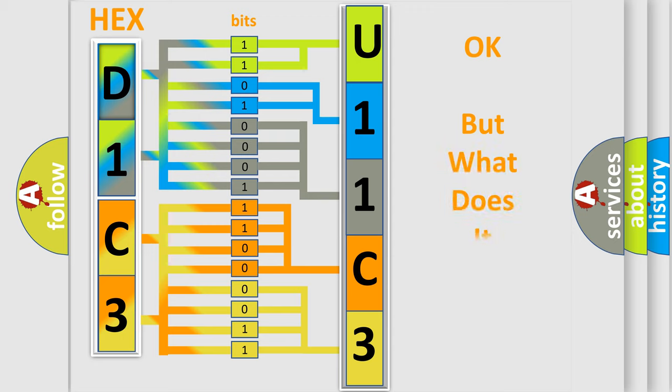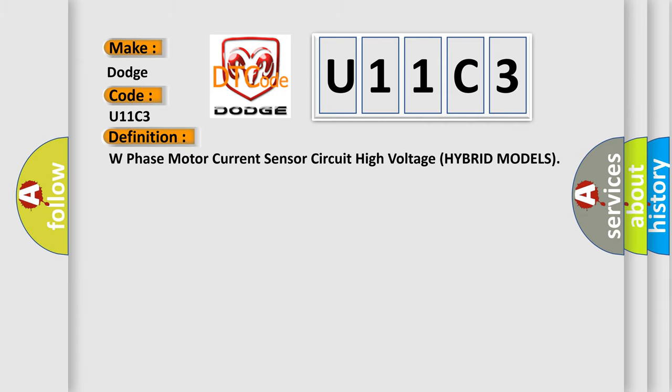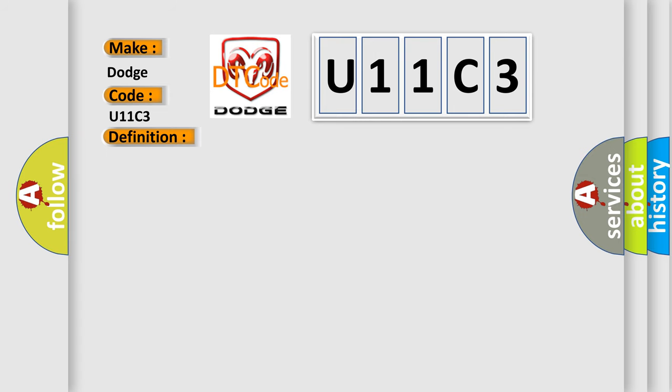The number itself does not make sense to us if we cannot assign information to what it actually expresses. So, what does the diagnostic trouble code U11C3 specifically mean for Dodge car manufacturers? The basic definition is: W phase motor current sensor circuit high voltage, hybrid models. And now a short description of this DTC code.